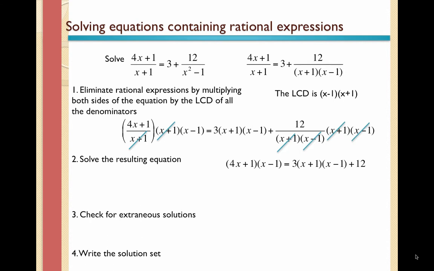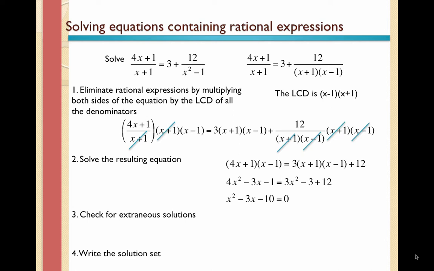And so we're going to have some foiling to do. We're going to FOIL 4x plus 1 times x minus 1 on the left. On the right, we're going to FOIL the x plus 1 times the x minus 1, and then we'll distribute the 3 into that. Then we need to collect all our like terms. And since this is a quadratic, we're going to collect everything onto one side, leaving the other side 0.